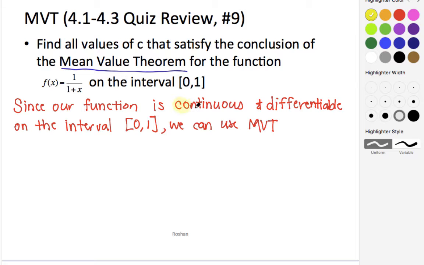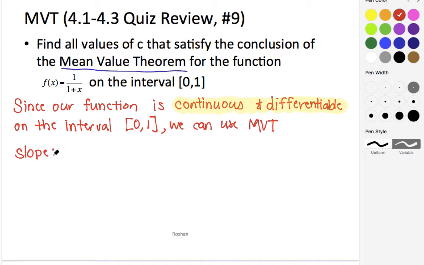Okay, now that we have done that continuous and differentiable thing, and please do not forget that, you will lose points. Now the mean value theorem says that our slope equals our derivative somewhere, and we have to find that c. So let's do the slope first. The slope is just going to be f of 1 minus f of 0 all over 1 minus 0. If I put in a 1, I get 1 over 2 minus, if I put in a 0, I get 1 over 1, all over 1 minus 0. So that is simply -1/2.